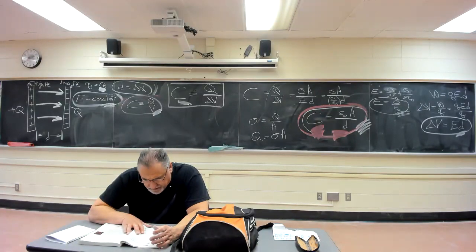Capacitors with dielectrics. A dielectric is an insulating material such as rubber, plastic, or wax paper. When a dielectric is inserted between the plates of a capacitor, the capacitance increases. If the dielectric completely fills the space between the plates, the capacitance is multiplied by the factor kappa, called the dielectric constant. The following experiment illustrates the effect of a dielectric in a capacitor.